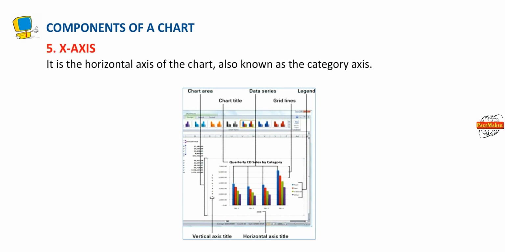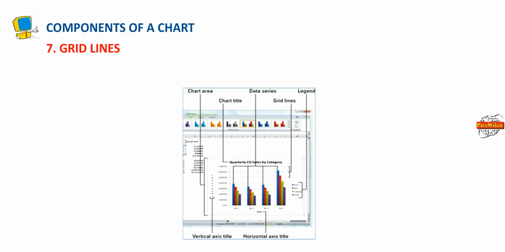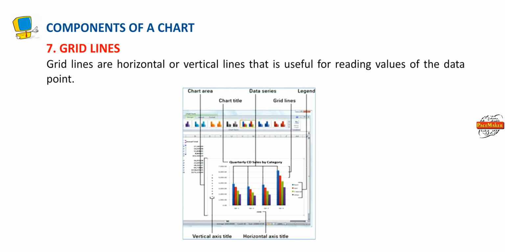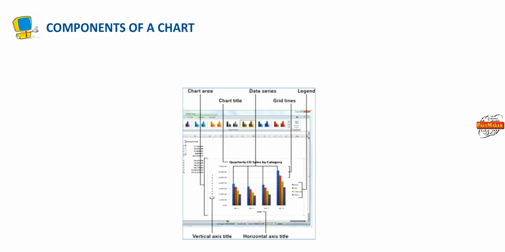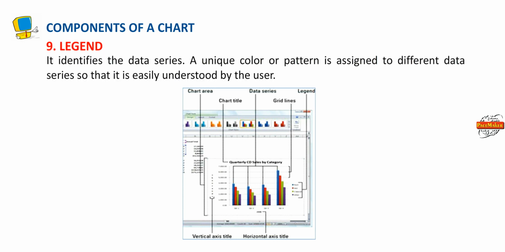X-axis. It is the horizontal axis of the chart, also known as the category axis. Y-axis is the vertical axis of the chart, also known as value axis. Grid lines. Grid lines are horizontal or vertical lines that are useful for reading values of the data point. Data label. It is a label that provides additional information about a data point on a chart. Legend. It identifies the data series. A unique color or pattern is assigned to different data series so that it is easily understood by the user.